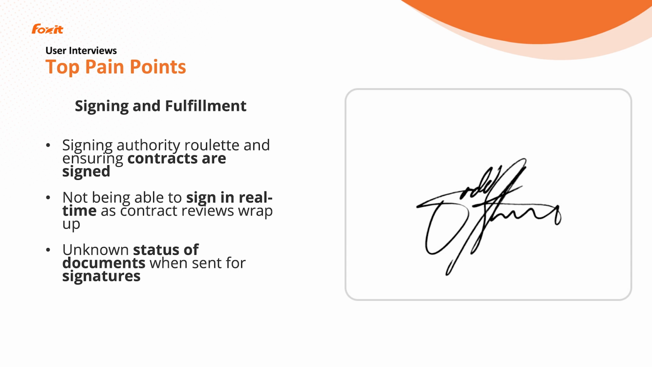And then finally, once we've done all of those things, now we got to sign that document, right? So signing authority roulette, right? I could be driving a sales process with the vendor and someone else on my side has to actually sign. So you don't actually know who these players are. And then not being able to sign in real time. If we've just finished a redline session and we're all in agreement, why can't we just sign right then and there? And then the unknown status, the purgatory of once a document is sent for signature, where does it go?